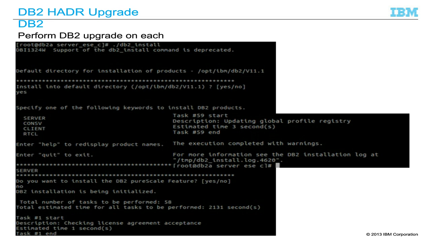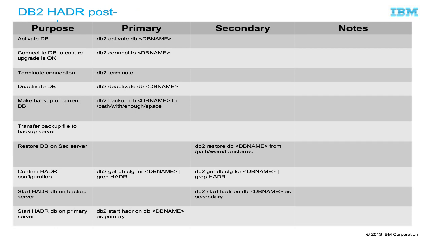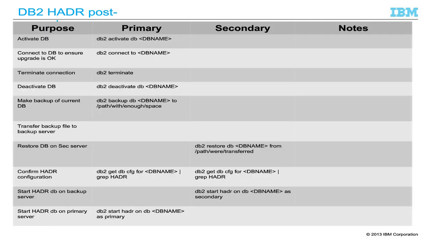Next, you'll do the instance upgrade. And you'll see that it goes through a couple of steps with that. Again, you'll want to do this on both the primary and secondary machine. Let me go back to the last one. You won't do the upgrade on the, oh wait, this is the instance upgrade. Yes, you'll do the instance upgrade on both. Okay. It's the DB upgrade.